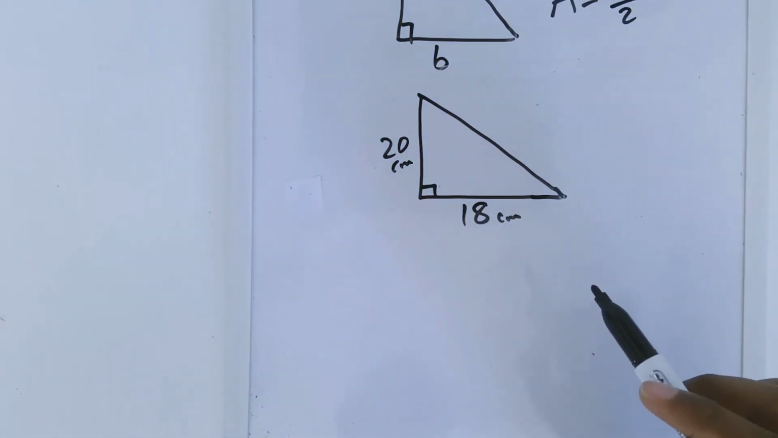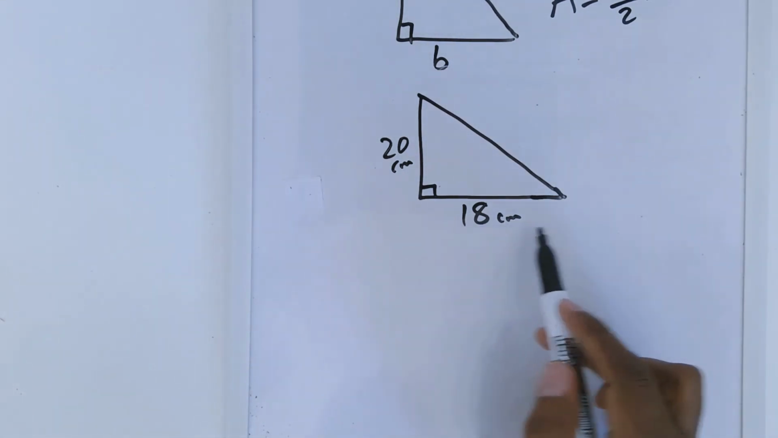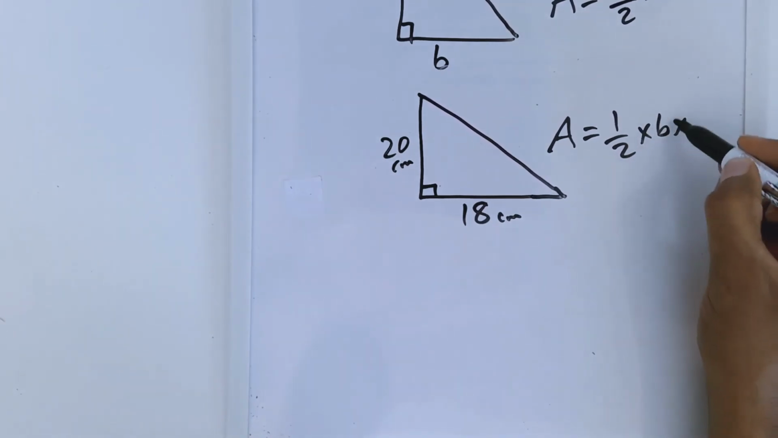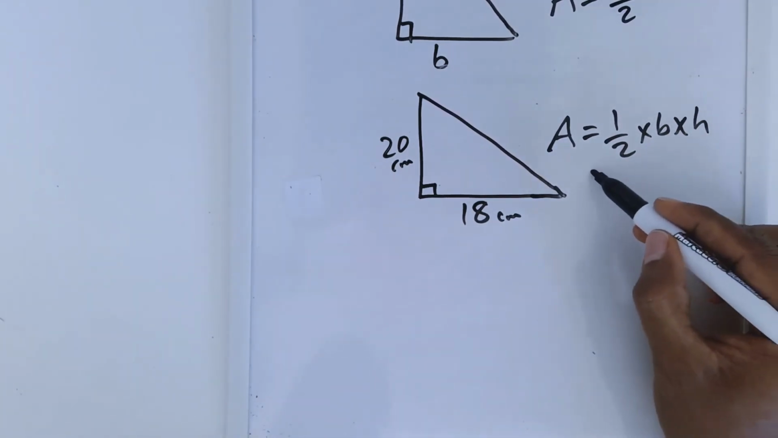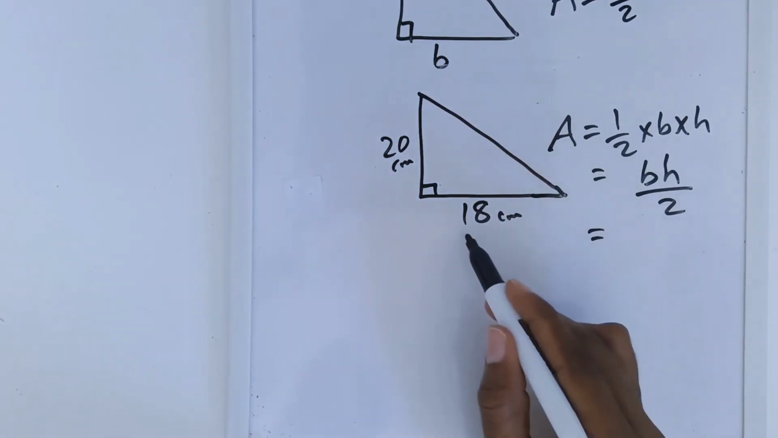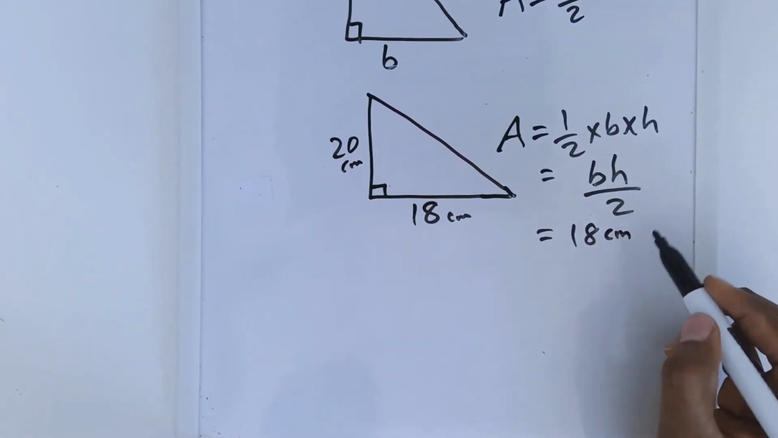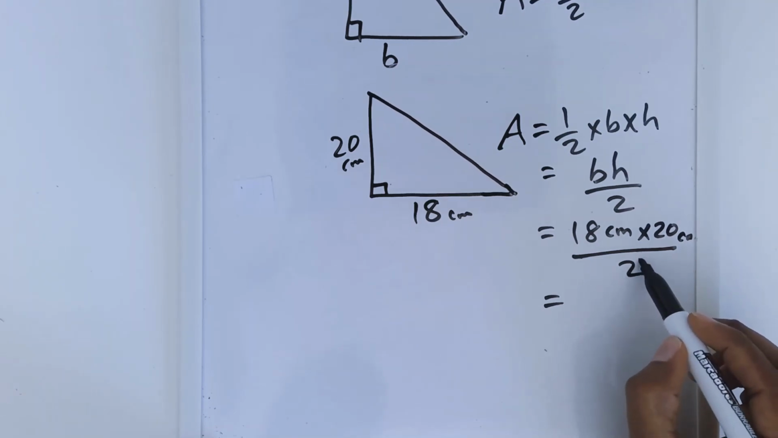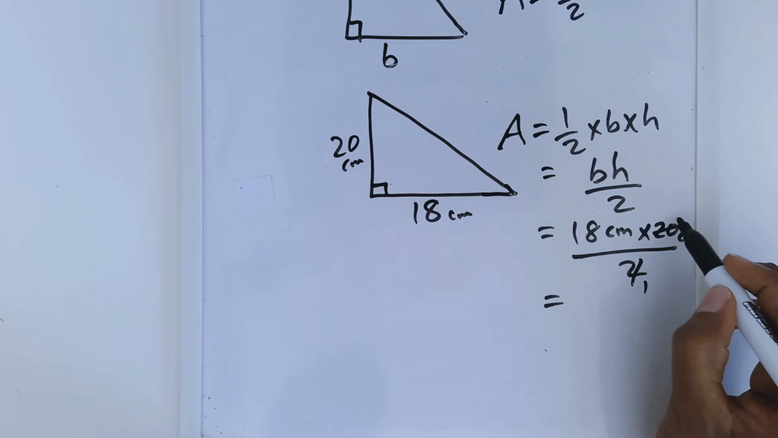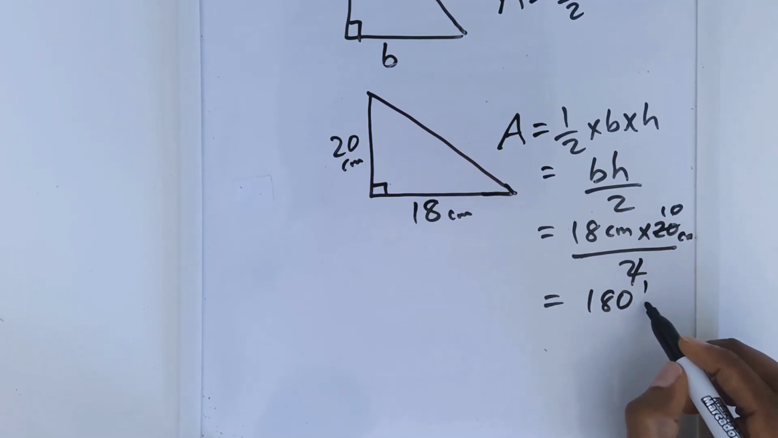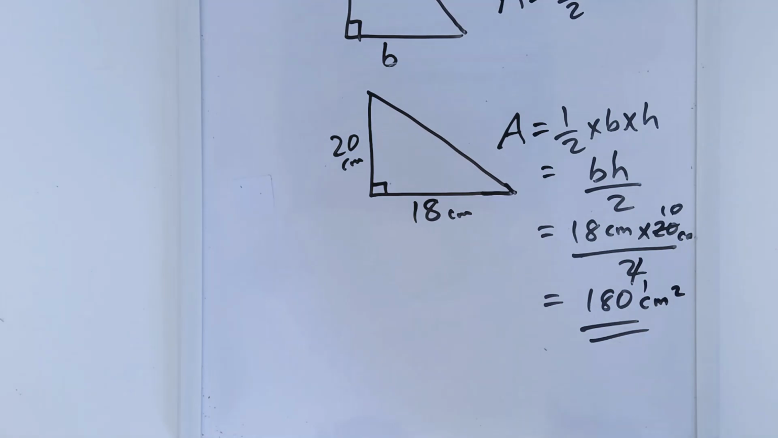Let us find the area of this right angle triangle when we have both the base and the height. As simple as that. So area is equal to a half times base times height, or you could just simplify this to be base times height divided by 2. That is the same thing. So what is my base here? That is 18 centimeters multiplied by the height, which is 20 centimeters, divided by 2. If I simplify here by dividing by 2, here is 10, I multiply 10 times 18, that gives me 180 centimeters squared as the area of the triangle.